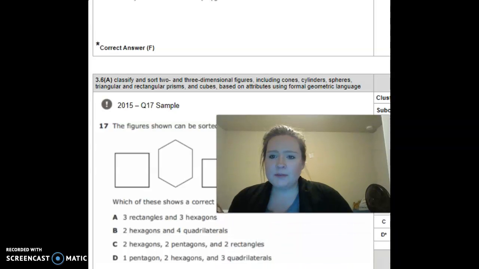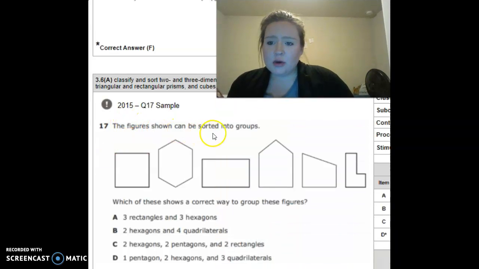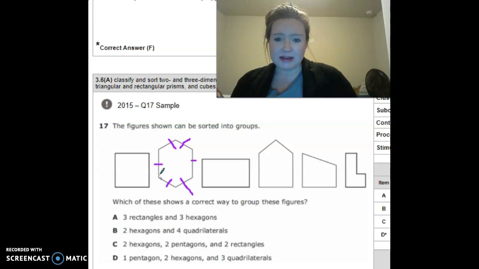All right. The figures shown can be sorted into groups. So here I have a figure with 4 sides, and all of the sides are the same length. What shape is that? Good, that's a square. This has 1, 2, 3, 4, 5, 6 sides. What shape has 6 sides?